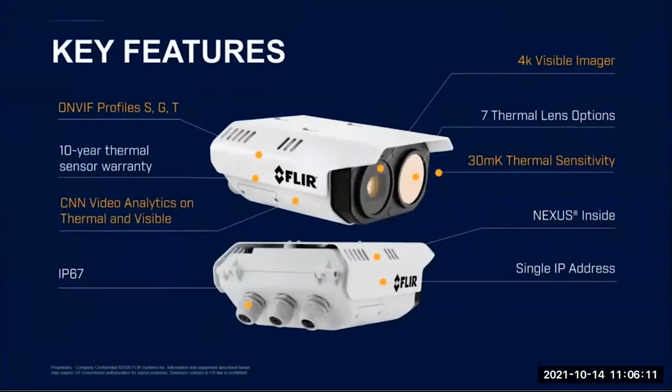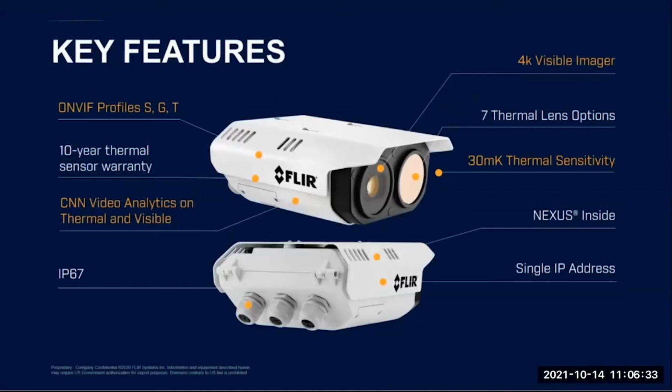Note the thermal sensitivity on the right in the middle. 30 millikelvins. Now, if you've seen the other cameras that we've had out there, 35 is the lowest number that we've achieved prior to this model coming out. And if you know anything about thermal sensitivity, the lower the millikelvin number, the higher the clarity you're going to be able to see in any scene that has different objects.